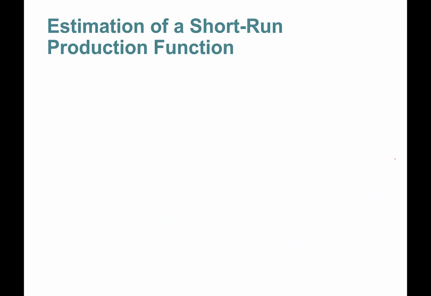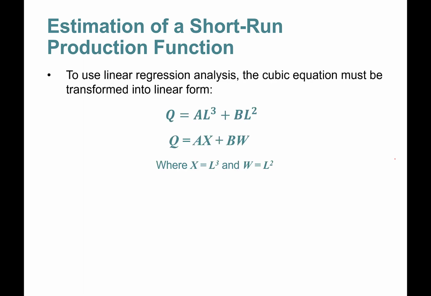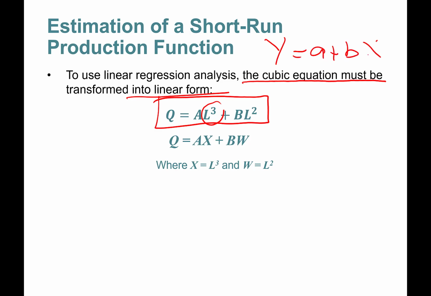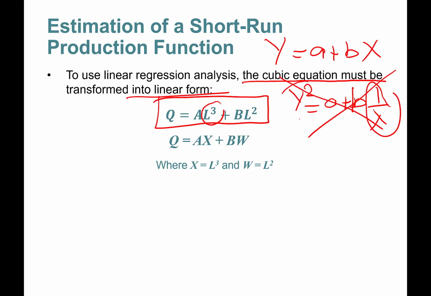Okay, so let's talk about estimation of a short-run production function. In this part, we are definitely getting our hands dirty. We're going to estimate a production function. To use linear regression analysis, we have a problem with this production function. You have to transform the cubic equation to linear form, otherwise you can't estimate anything. Remember, y equals a plus bx. It can't be y over 2 equals a plus b times 1 over x. This is non-linear in x, non-linear in y.